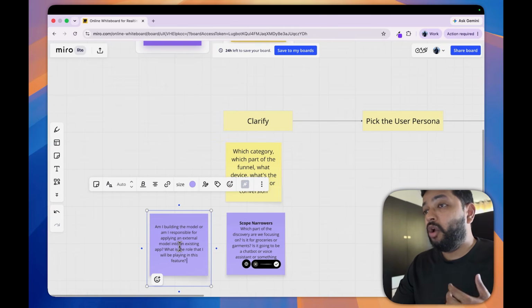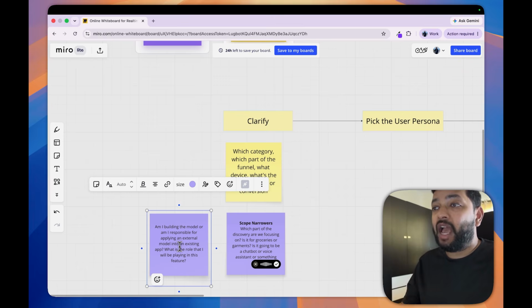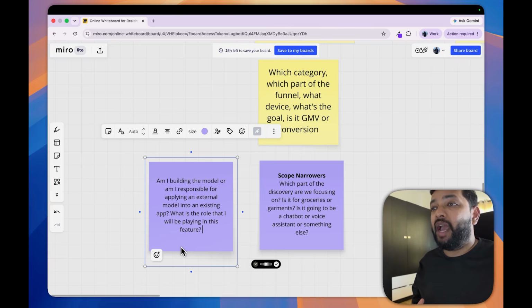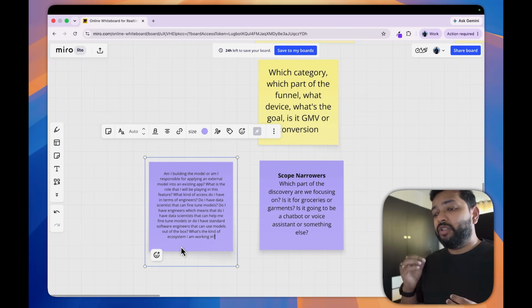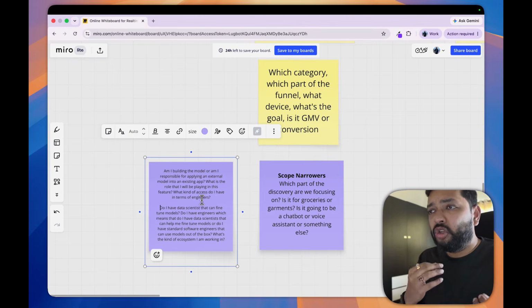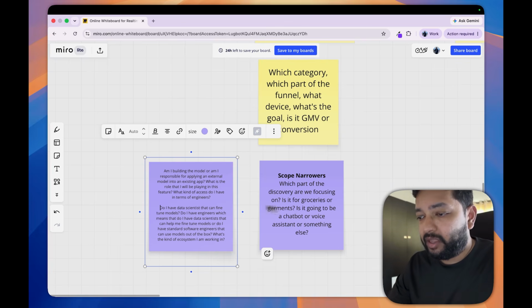The second kind of question is, what kind of access do I have in terms of engineers? Do I have data scientists that can help me fine-tune models, or do I have standard software engineers that can use models out of the box? What's the kind of ecosystem I'm working in? These two questions, very simple questions, are easy to help you narrow down your scope and easy to figure out what role you are playing and give you a clear-cut answer, right?